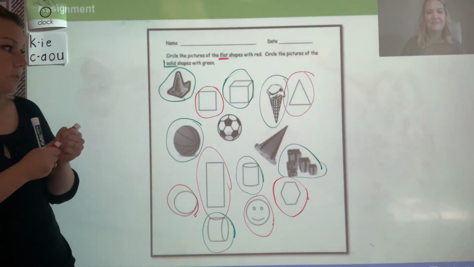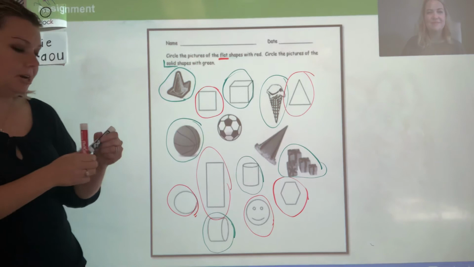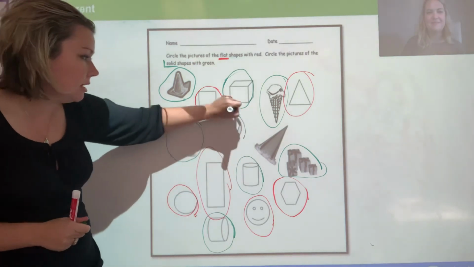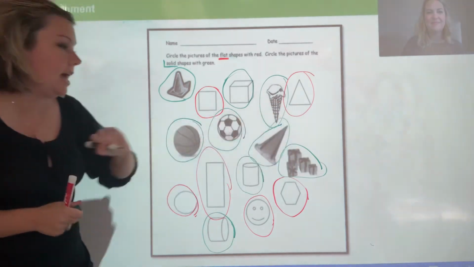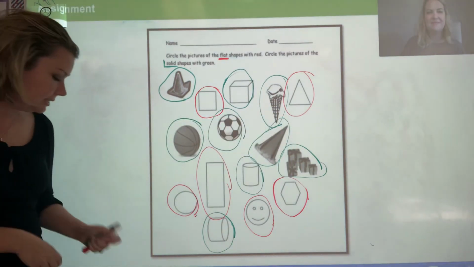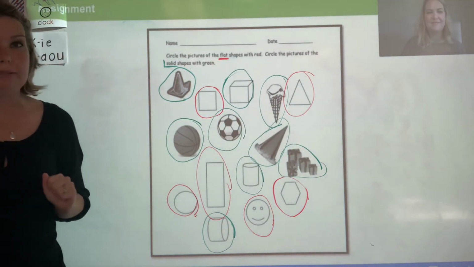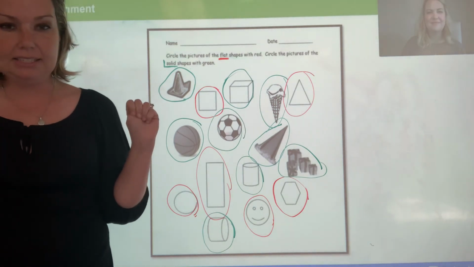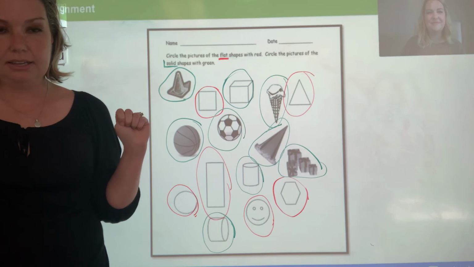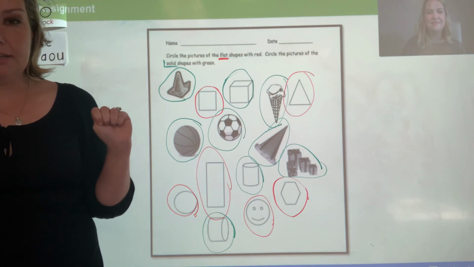Good job. Oh, then we've got the soccer ball and the party hat. A real soccer ball would be green and a real party hat. Those are solid shapes. Make sure yours matches mine, and I want you to take a picture and submit it to turn it in. Very good, everybody.